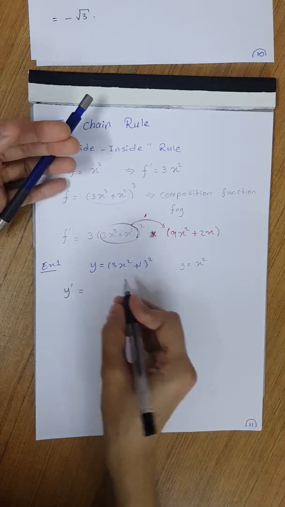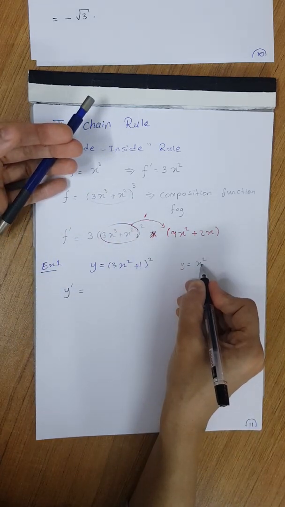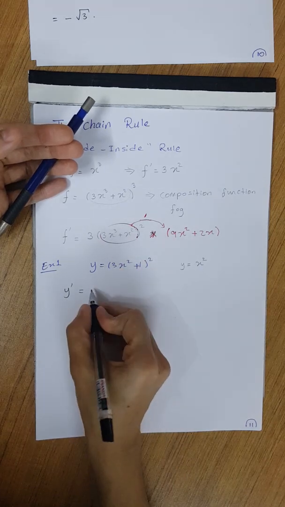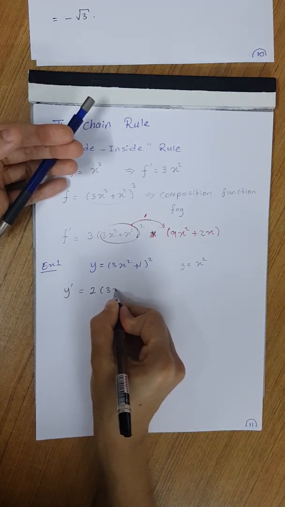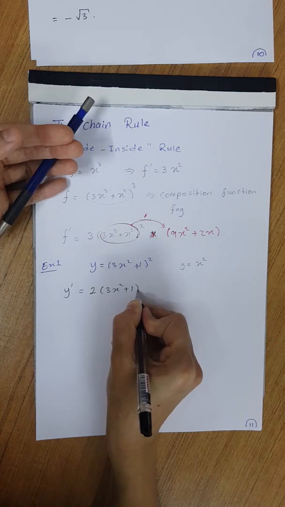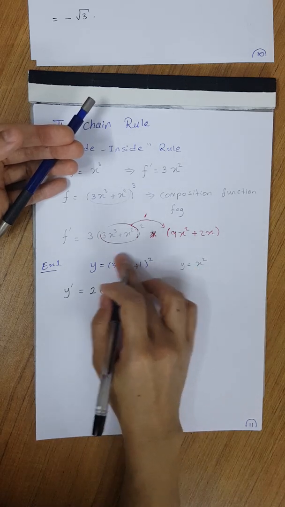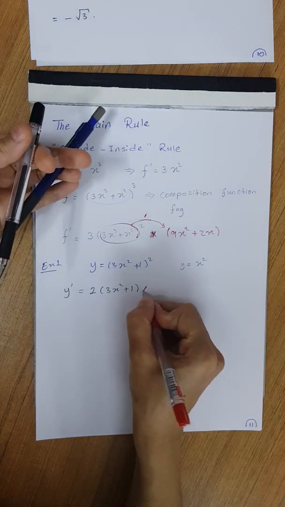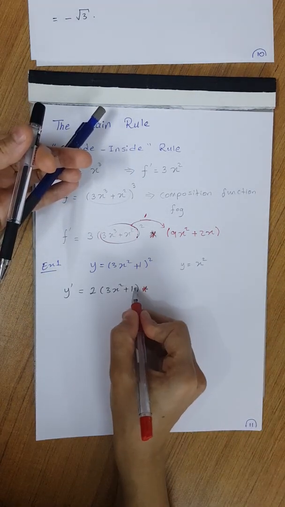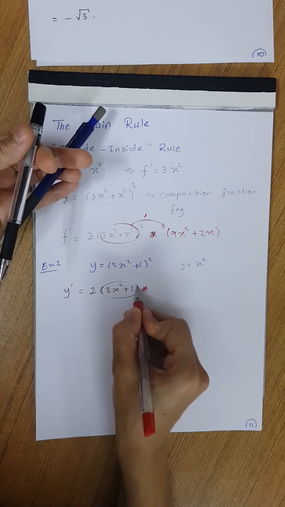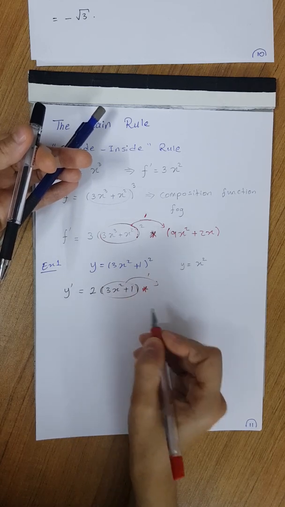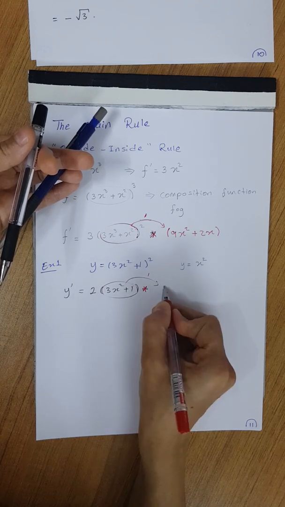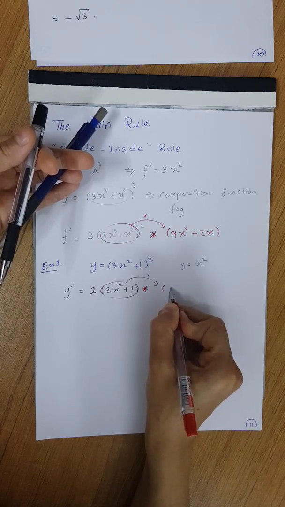So how do I find this one? The derivative of this one is 2x. So the derivative of this one is equal to 2 that bit. Okay, 2 times 3x squared plus 1. But since I have got instead of x something else, I have to multiply it with something else also. Okay, it's not done yet. Finding the derivative of that bit right next to it. What's the derivative of inside the bracket? It's equal to 6x.